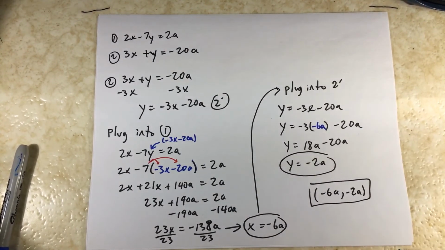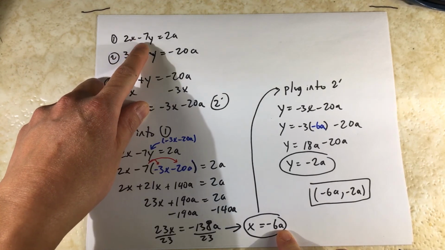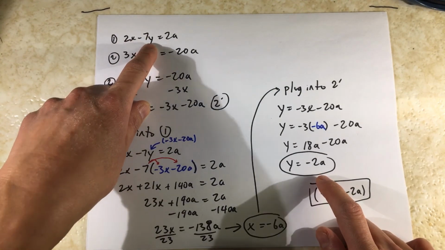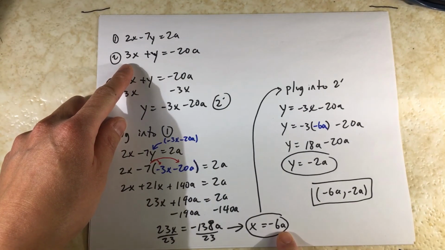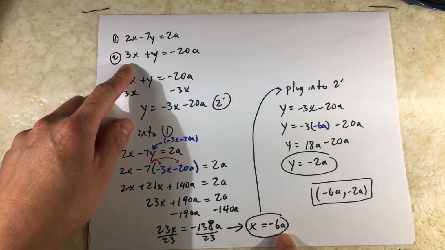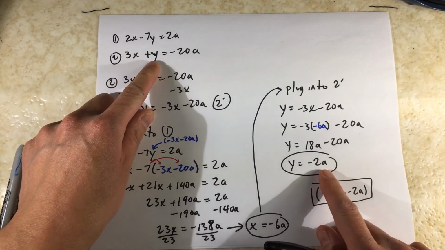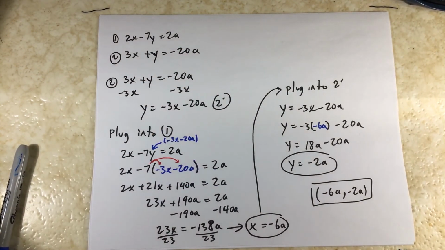Now let's just do a check real quick, and that'll kind of wrap this up. We have 2 times negative 6a, that gives us negative 12a. Minus 7 times negative 2a gives us 14a. Negative 12a plus 14a is 2a. That looks good. Now we have 3 times negative 6a, that's negative 18a, minus 2a. Negative 18a minus 2a is negative 20a, so that looks good.